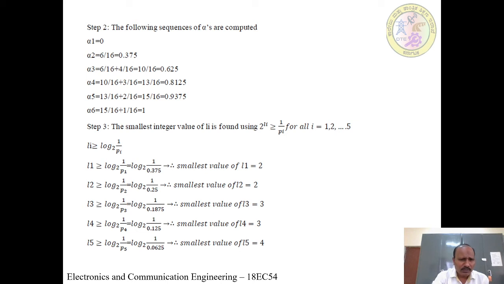Log of 4 with the base 2, and therefore the smallest value of L2 is 2. Then L3 in a similar way we can calculate, and in order to satisfy this I have to choose L3 as 3, L4 as 3 and L5 as 4. Though I am taking L3, L4, L5 as 3, 3 and 4, even if you take higher values, it will still satisfy this inequality. But the procedure says that you have to choose the smallest integer value to satisfy these inequalities. So L1 is 2, L2 is 2, L3 is 3, L4 is 3 and L5 is 4.